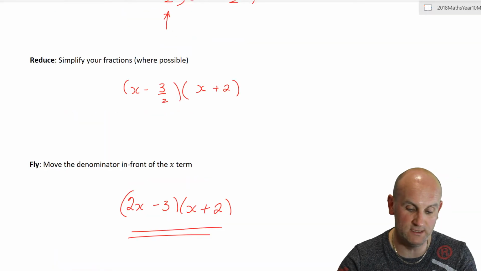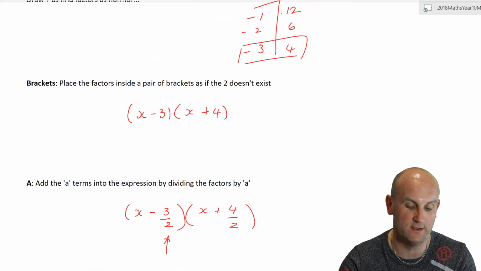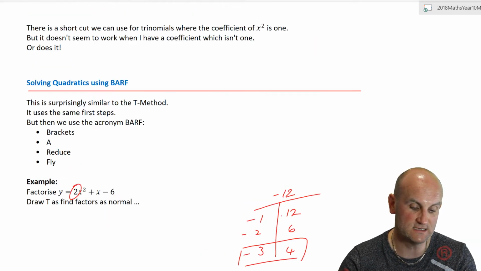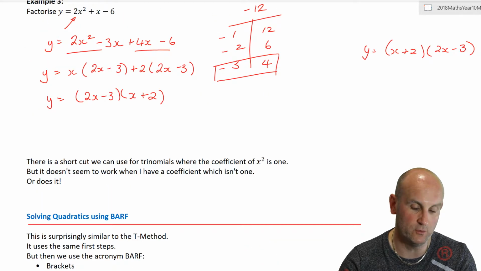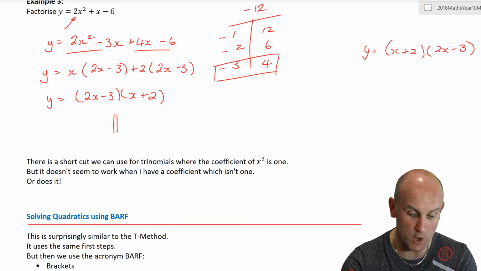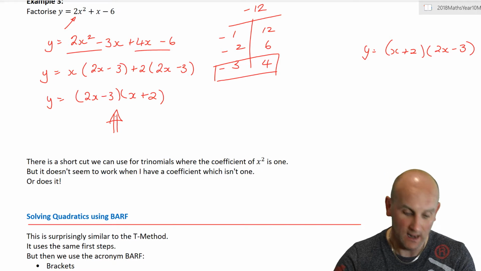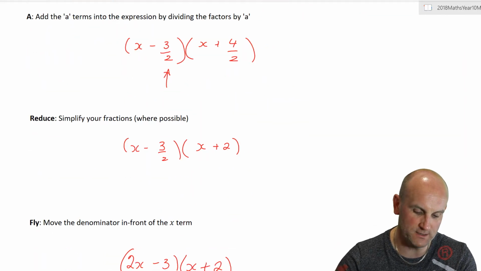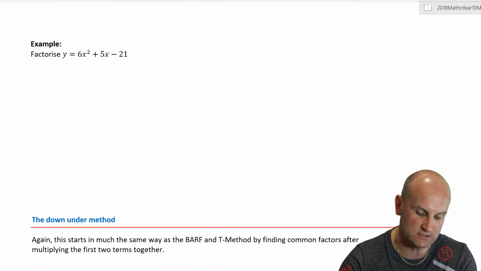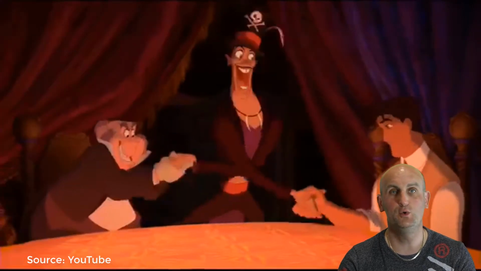Now, the thing is, I reused that question. So did I have 2x minus 3 and x plus 2 when I did it before? Oh my gosh. Oh my gosh. Oh my gosh, I did. Let's just do one more example, all right? Because this is just, well, it's voodoo.